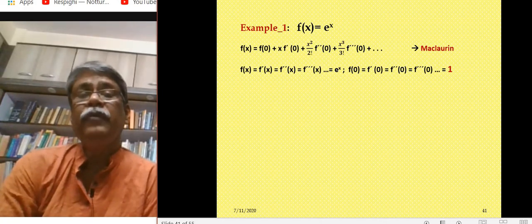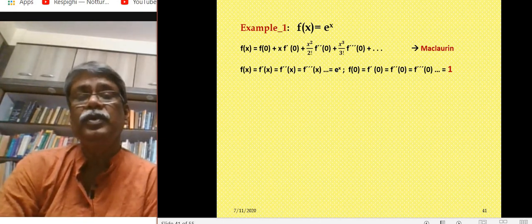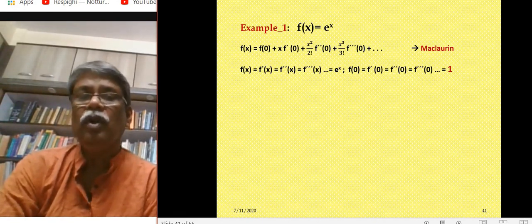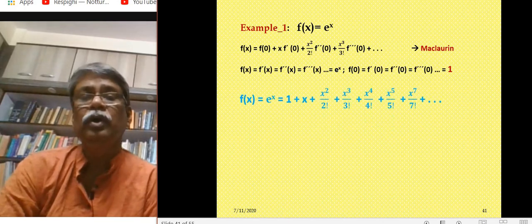Now f(0) means e to the power 0, so 1. Now f prime 0, f double prime 0, f triple prime 0: for this particular function, e to the power x, the derivative of any order f^(n)(x) is e to the power x. At x equals 0, it is e to the power 0, so 1. So all the derivative terms are 1 here. So the final expansion would be simply 1 plus x plus x square by factorial 2 plus x cube by factorial 3 and so on. So that is the expansion of e to the power x.